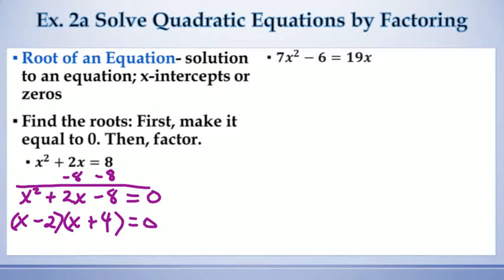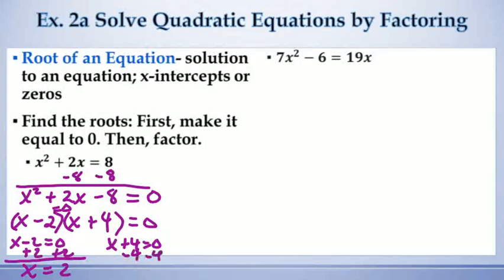So now I just have to make sure that each binomial is equal to 0, and I solve. So x minus 2 equals 0. I add 2 to both sides. So x can equal positive 2. And over here, x plus 4 equals 0. I subtract 4 on both sides, and x can equal a negative 4. So my solution set would be 2 and negative 4.